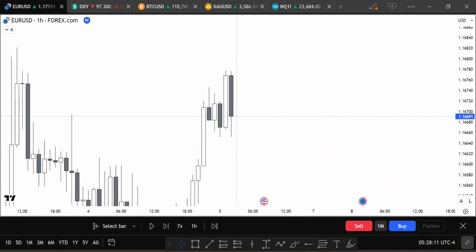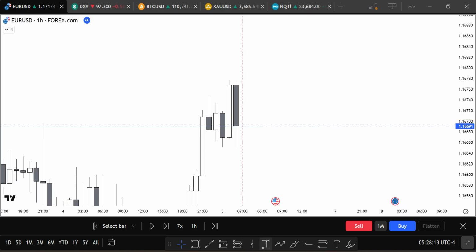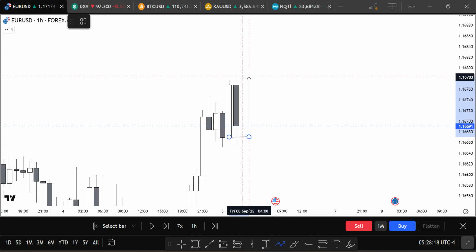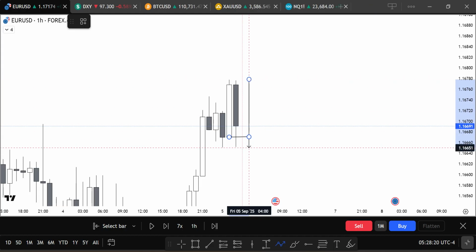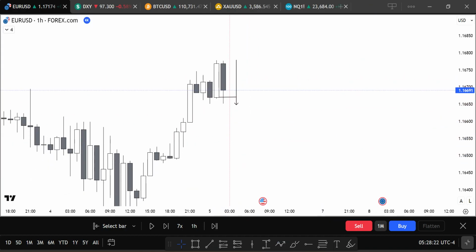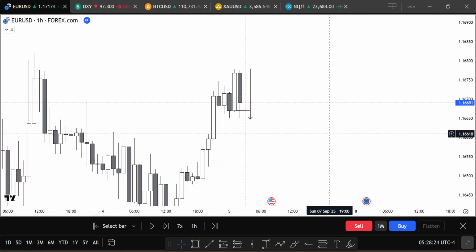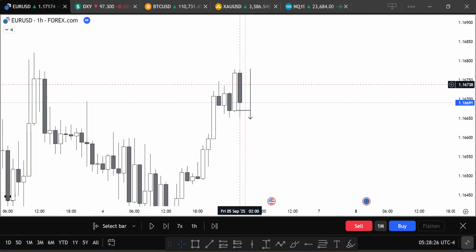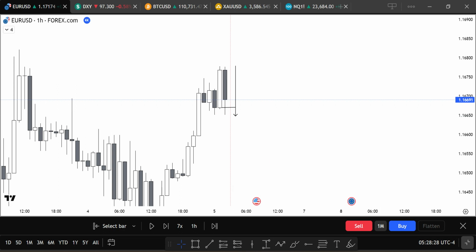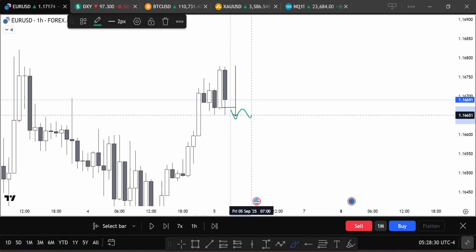So you can see this is the 1M candle, right? 1M candle went up and then again went down. Do not make the mistake of thinking that this candle went up and this candle went down, so there's a chance that price will go down.